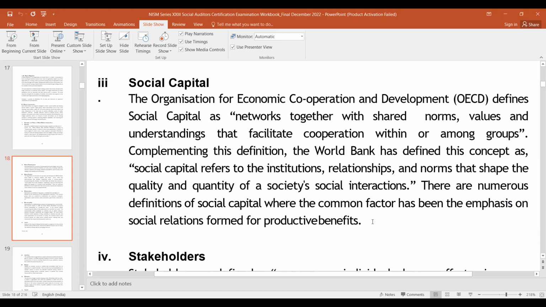हाँ, तो इसमें क्या है कि ये क्या करते हैं? So they are basically, it refers to the institutions, relationships, and norms that shape the quality and quantity of a society's social interactions. Okay? And the emphasis is on social relations formed for productive benefits.